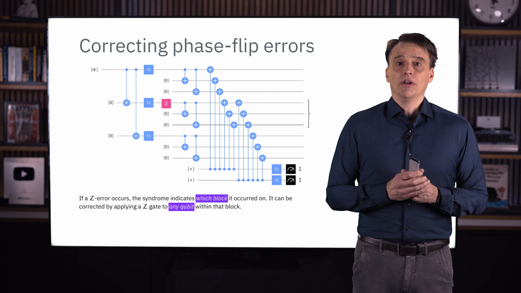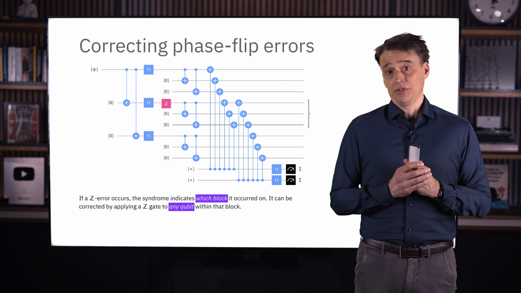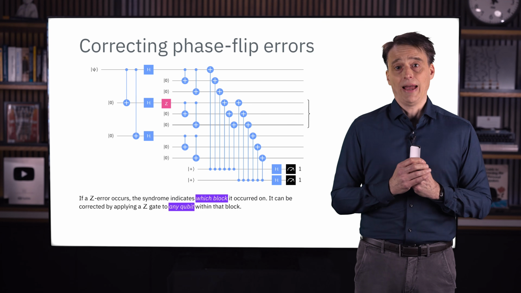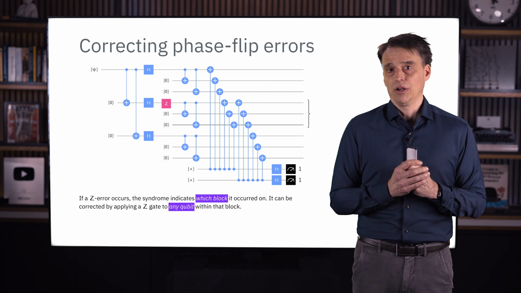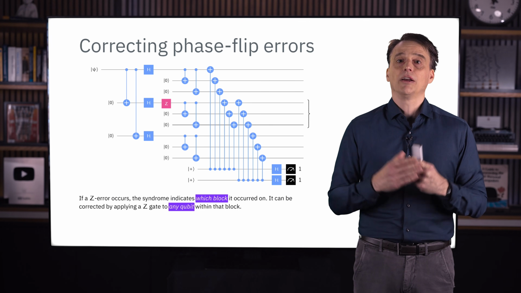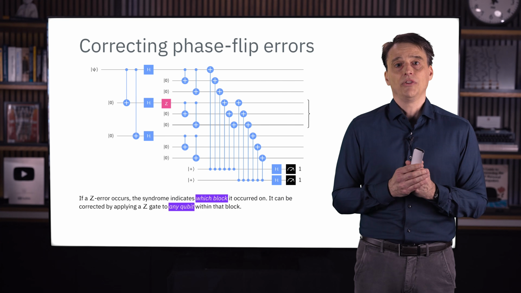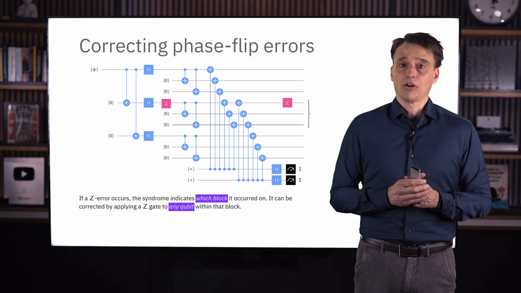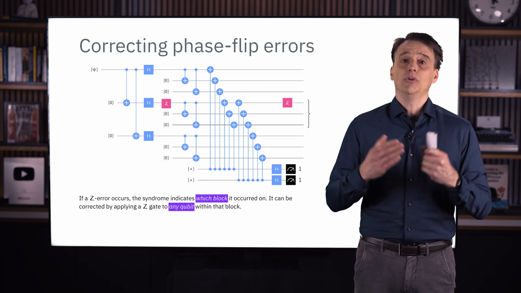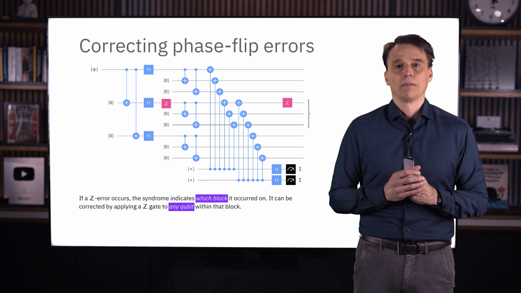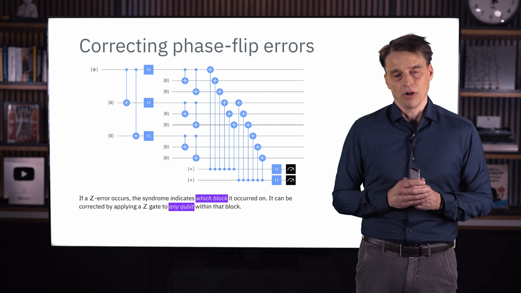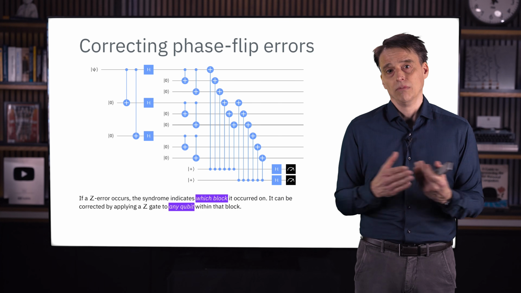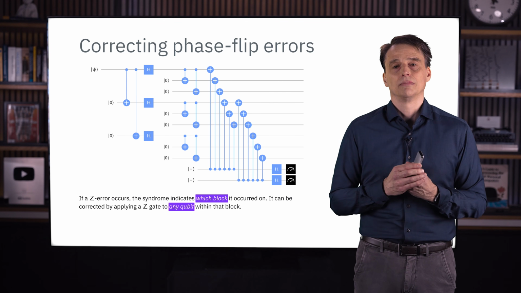If a Z error has occurred on one of the qubits, what the syndrome tells us now is not which qubit experienced a Z error, but rather which block the Z error happened in. But that's okay, because we know that it doesn't matter which qubit within a block experiences a Z error. The effect is the same for all 3 qubits within that block. And so we can in fact correct the Z error by applying a Z gate to any of the qubits within that block. This, by the way, is an example of what's called degeneracy in an error-correcting code, where we don't uniquely identify a given error, but we're able to correct it anyway.